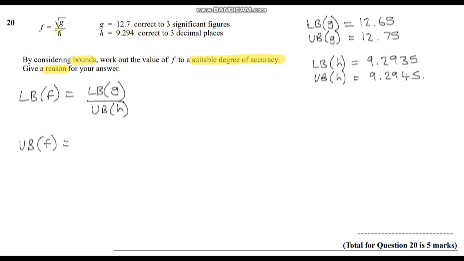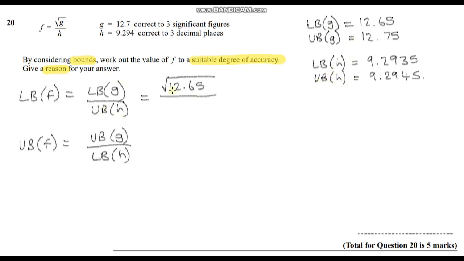To get the biggest possible number, we're going to have to get the upper bound for g and the lower bound for h. We're going to take the upper bound for g divided by the lower bound for h. So let's first of all do the lower bound of f. It's going to be the square root of the lower bound of g. Well, the lower bound of g is 12.65, and we're going to divide that by the upper bound of h.